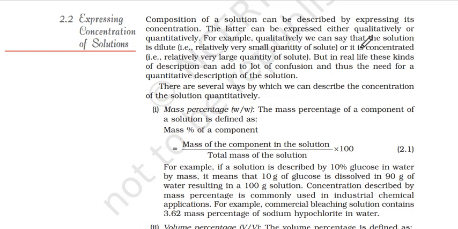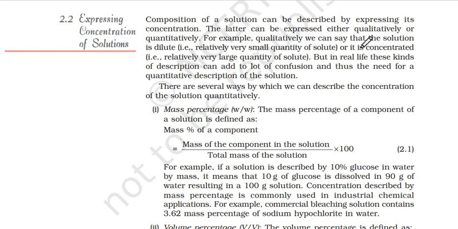For example, qualitatively, we can say that the solution is dilute, that is, a relatively very small quantity of solute, or it is concentrated, that is, a relatively very large quantity of solute. But in real life, these kinds of descriptions can add a lot of confusion, and thus there is a need for a quantitative description of the solution. Qualitatively, we said it is dilute or concentrated.